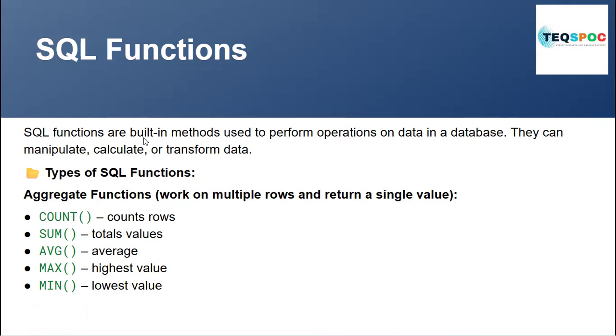SQL functions are built-in methods used to perform an operation on data in a database. With the help of count, sum, min, max, you will perform certain mathematical operations on the data in your database. They can be used for manipulation, calculation, and transforming the data. There are different types of functions. Count, sum, average are called aggregate functions. They work on multiple rows of data and return a single value.